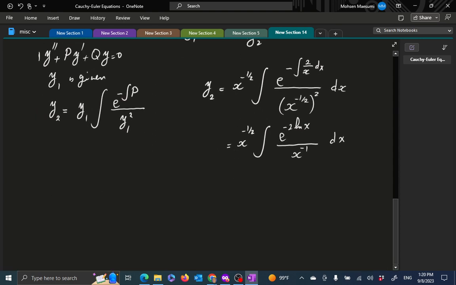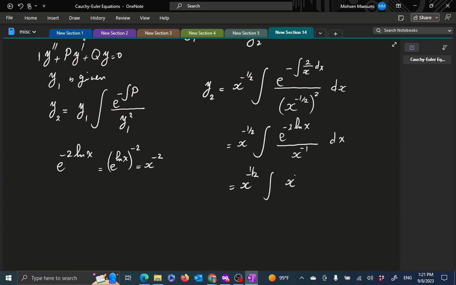Well, what is exponential of minus 2 logarithm of x? We have seen this issue multiple times. How to handle it? Exponential of logarithm of x to power of minus 2. So this is x to power of minus 2. So I'll have x to power of minus 1/2, and the integral of this is x to power of minus 2. It's good to make a note of this thing because we come across this issue so many times.